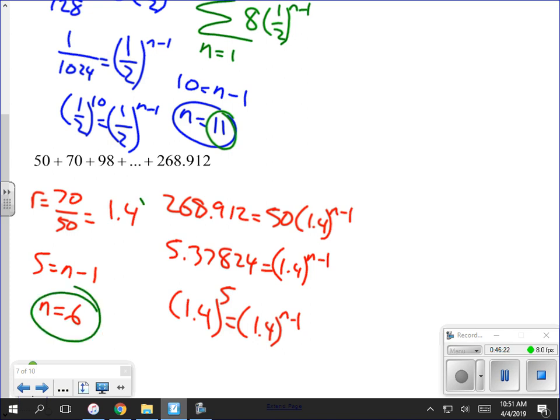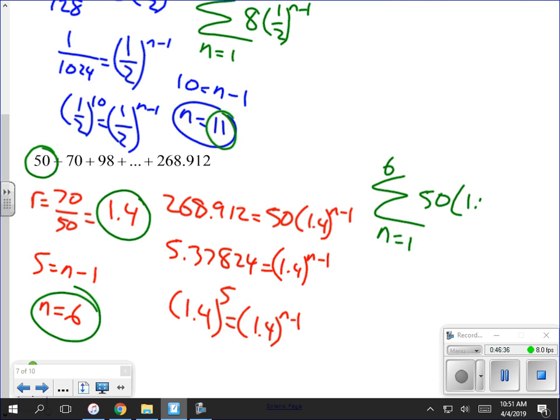So I have the sum from n equals 1 to 6 of the first term, 50, times 1.4 to the n minus 1 power. That's my answer. The hard part on this problem is solving for r. That's the hard part. And guess and check is what I use. It's legitimate. Okay? Questions?